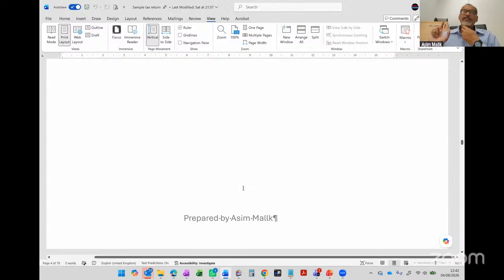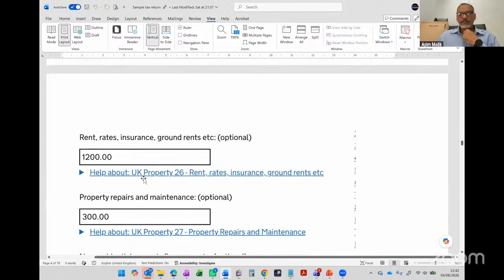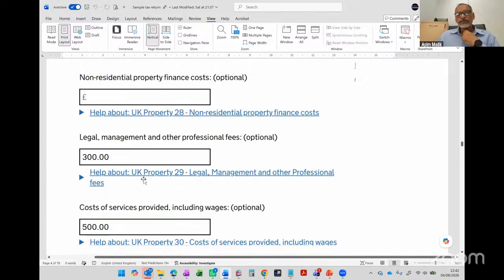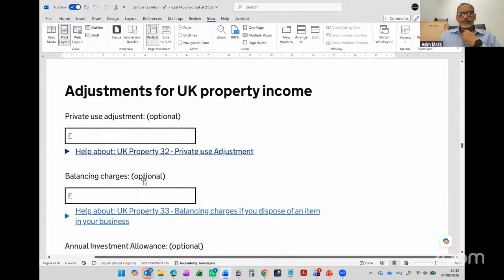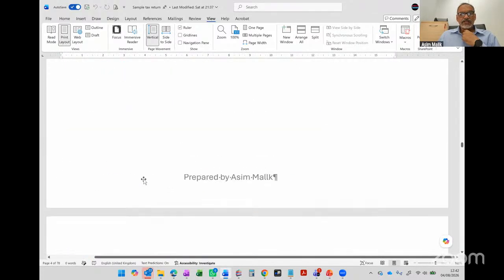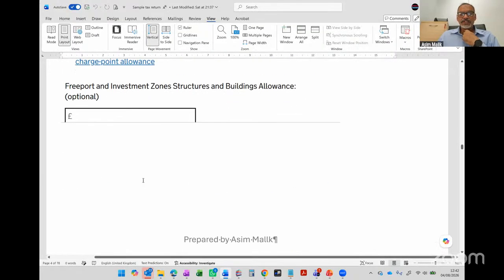expenditure, you need to carefully analyze whether it's a capital expenditure or a revenue expenditure. Capital expenditure can't be claimed at this stage. It will be subject to capital gains taxes, but revenue expenditure you will claim here. Again, pretty straightforward. All you need to do is get the information.